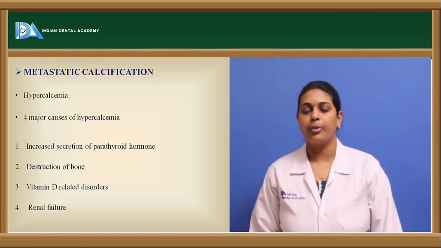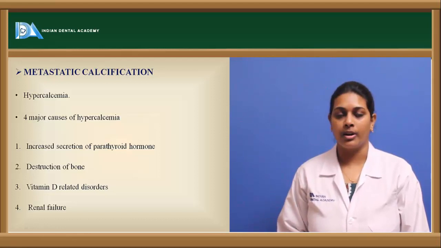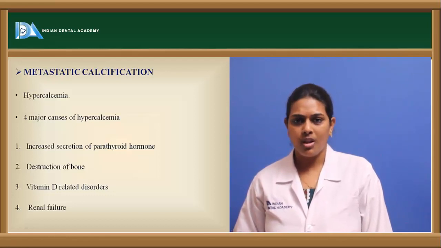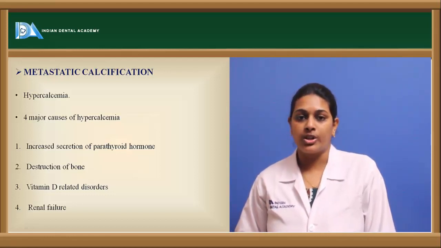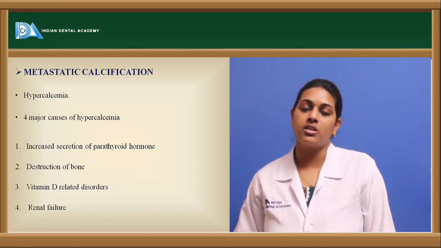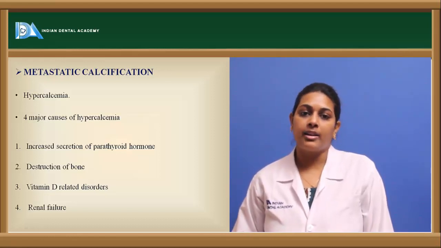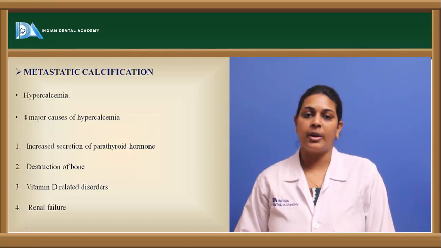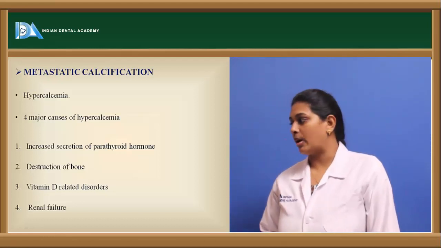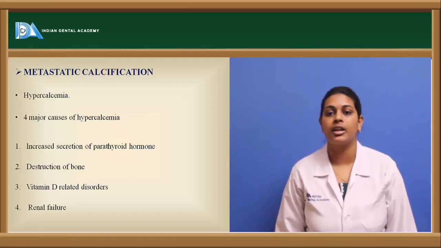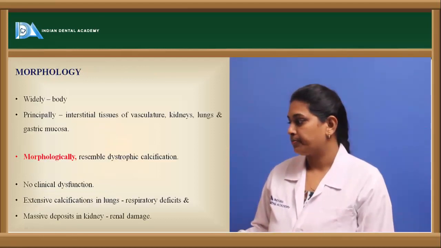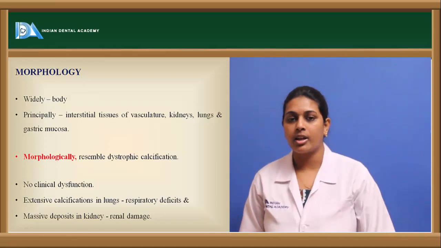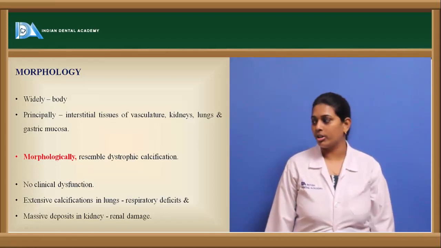Renal failure means kidney failure, where the kidney usually functions in the absorption of calcium. When there is abnormal functioning of the kidney, it causes altered absorption of calcium. Inadequate calcium might be absorbed, or it might not be completely absorbed, because of which there will be an increase in the calcium levels in the blood, leading to hypercalcemia, and ultimately metastatic calcification.